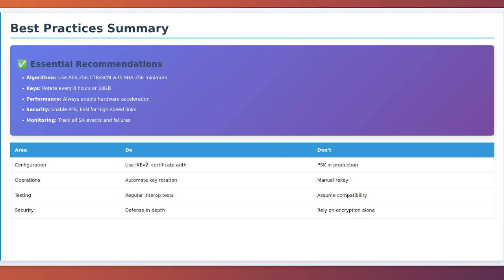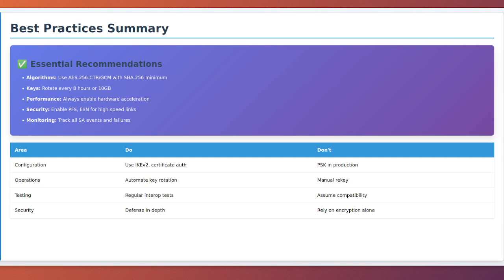For algorithm selection, always use AES-256-CTR for new deployments unless you have specific regulatory requirements for different algorithms. While AES-128 is still considered secure, the performance difference is negligible with modern hardware, and AES-256 provides better long-term security margin. Always pair CTR mode with strong authentication, HMAC-SHA-256 at minimum, though AES-GCM provides better performance if both endpoints support it.